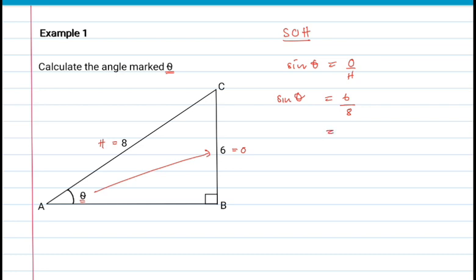Now for us to find theta, theta will be equal to the arcsine of 6/8. And the arcsine of 6/8 will give us a value of 48.6 degrees. This will be our value.